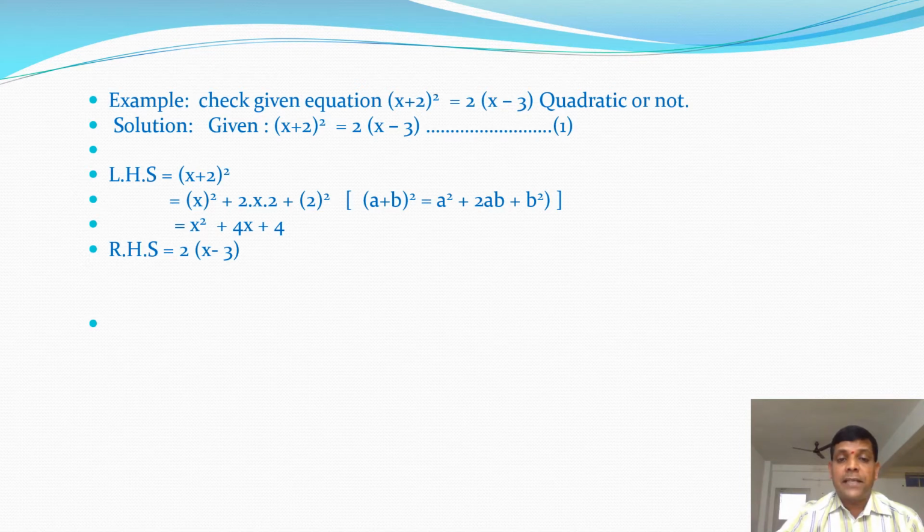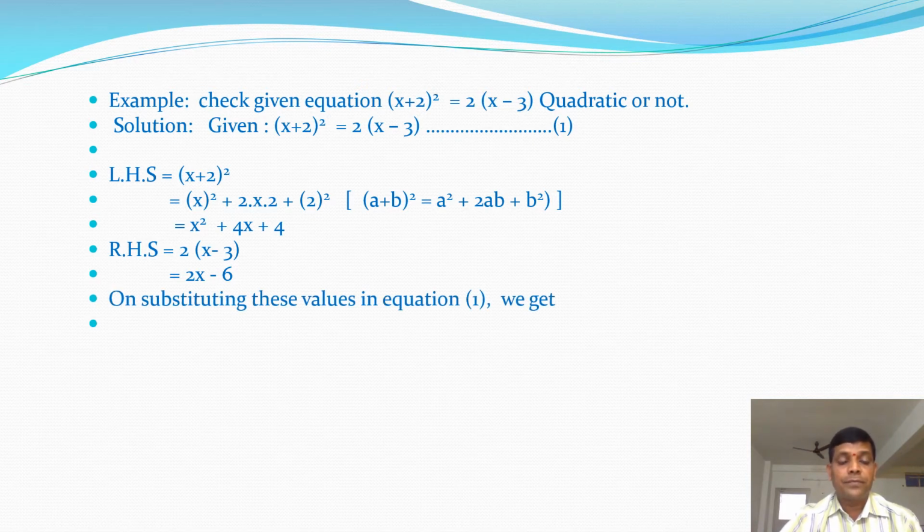And next, RHS. What is the RHS? 2 into x minus 3. So the product of 2 into x minus 3, we get 2 into x, 2x, 2 into 3, 6. Now on substituting these values in equation 1, that is the given equation. So what is the value of x plus 2 whole square? X square plus 4x plus 4. What is the value of 2 into x minus 3? 2x minus 6. X square plus 4x plus 4 equals 2x minus 6.